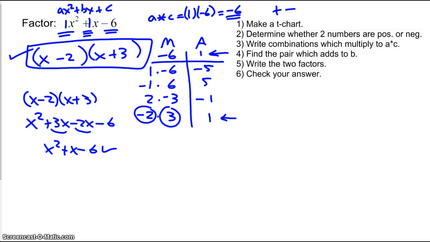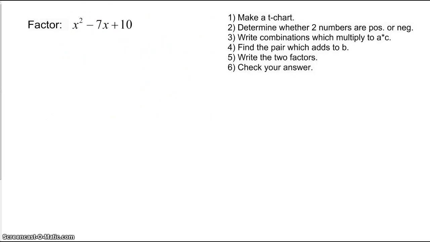and so that means that this is the factored solution, x minus 2 times x plus 3. All right, all I'm going to do for the rest of the video here is show you some additional examples of that. So if you want to give it a shot, pause the video, try it, and then unpause it and see if you got it right.